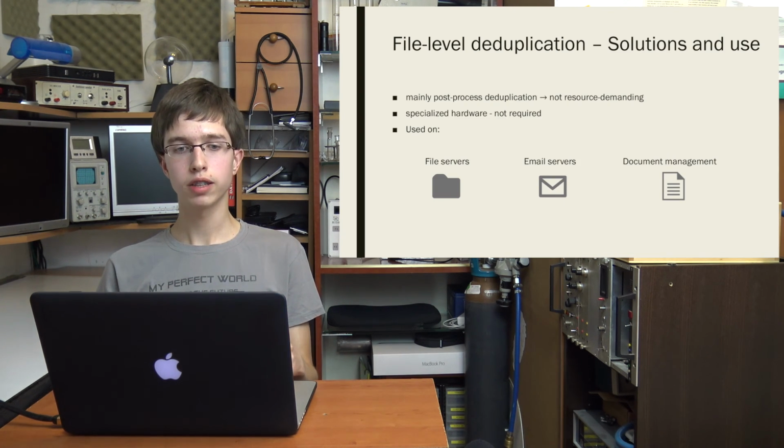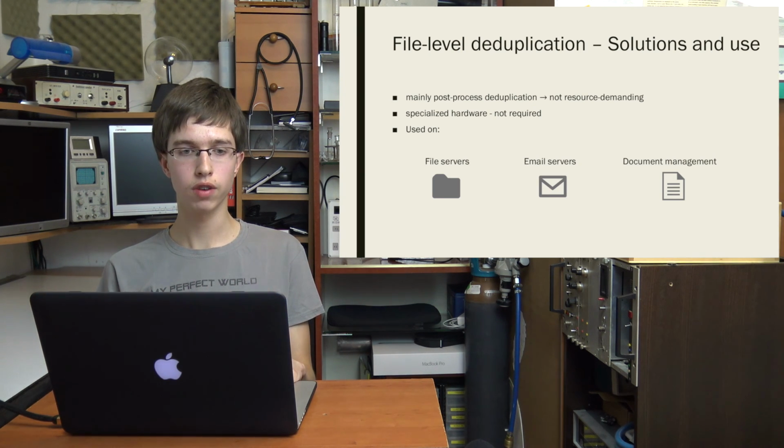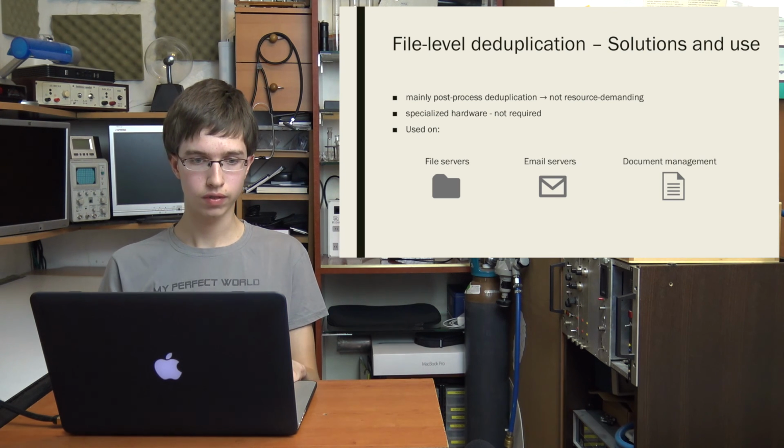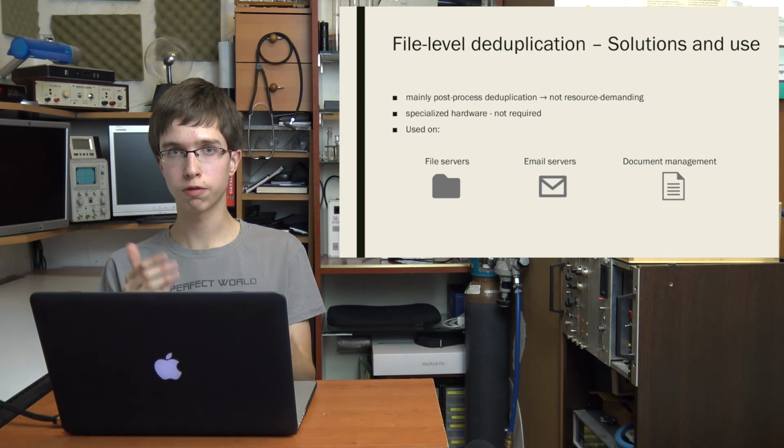Now, file level deduplication is mainly post-process deduplication, so it is not resource demanding. And it does not require any specialized hardware, because there are lots of software packages that can be installed on an operating system for file level deduplication. It is mainly used on file servers, email servers, and in document management systems, especially for companies that use them for document distribution when users have the same files in their folders on file servers or email systems.